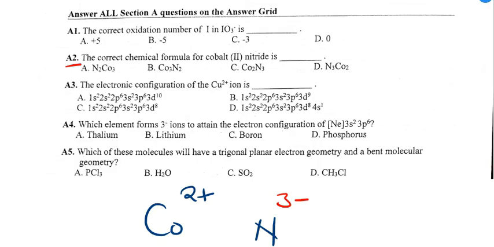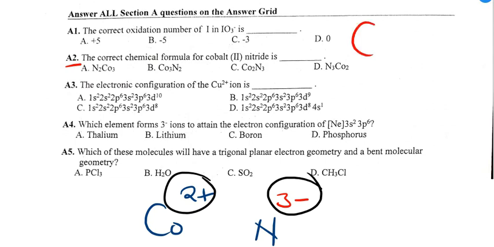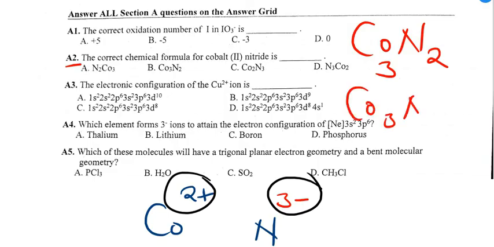To come up with a formula, the simplest way is just to swap. The charge of one becomes the subscript of the other and vice versa. The same applies to the other side. So for cobalt nitride, we'll swap. The cobalt, which had the 2 plus charge, will go on the nitrogen, and then the 3 will go on the cobalt. No signs when it comes to subscripts. So what answer is that? That's B actually. Simple and straightforward, right?